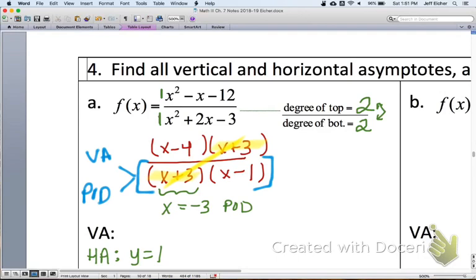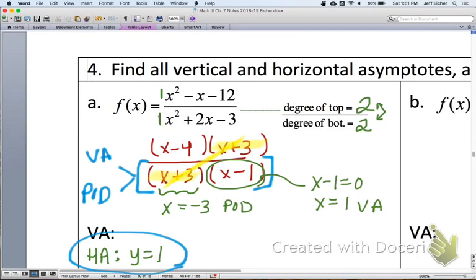Whereas this one does not divide out with anything. Setting that equal to 0, we get x equals 1 is a vertical asymptote. So I think that's all that we're asked to find. We have our horizontal asymptote, our point of discontinuity, and our vertical asymptote. When we get to the next page, we'll put it all together in a graph, but let's continue practicing identifying these different characteristics.